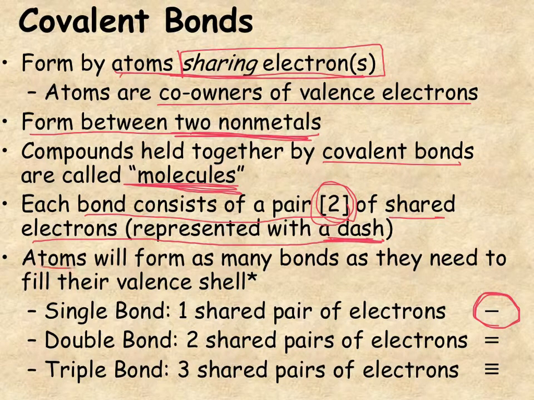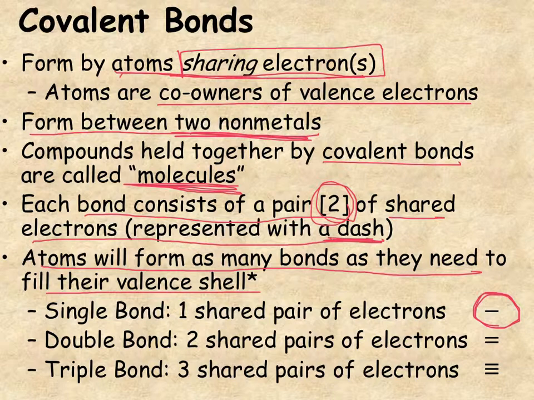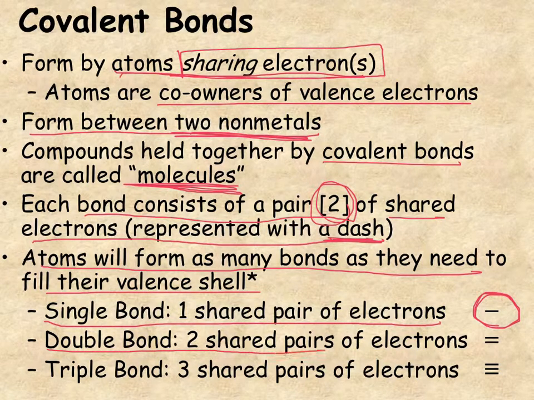And then atoms will form as many bonds as they need to fill their valence shell. Now, there are some exceptions to this, or there are some rules to this, and we'll talk about that in a few seconds. For moving forward, a single bond is one pair of shared electrons. A double bond consists of two shared pairs of electrons, and it's represented by the double lines. And then the last one is our triple bond, right? And our triple bond is three pairs of electrons, and that's going to represent that there, all right?